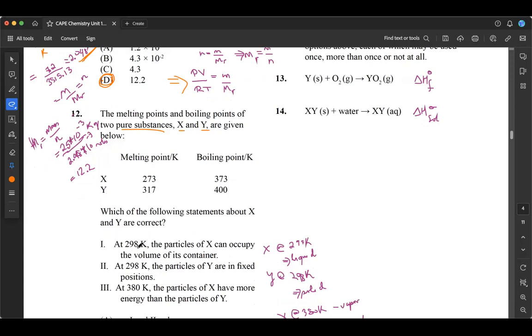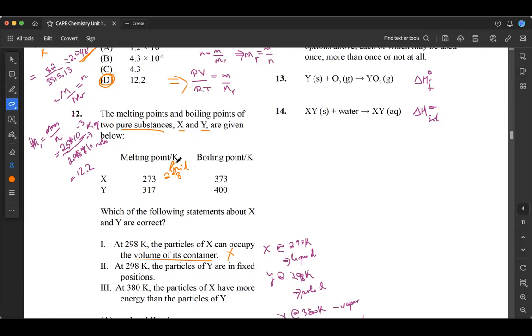Is it that at 298 Kelvin, the particles of X can occupy the volume of its container? Well, let's think about this. At 298 Kelvin, that means that we've melted the solid, right? And we're in a liquid phase, right? So at 298, X is a liquid, and the boiling point is 373, so it wouldn't be a vapor, it would be a liquid, right? So do liquids occupy the volume of their container? That's not true, right? So that's not a true statement. It's gases that can fill the volume of their container. But this is not a gas at that temperature. It's a liquid, right?